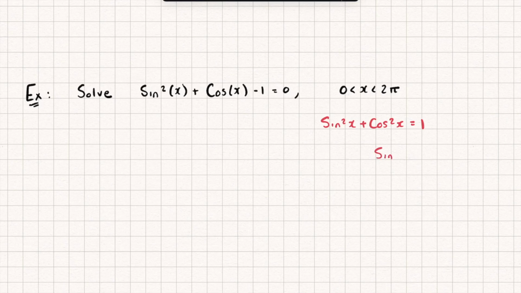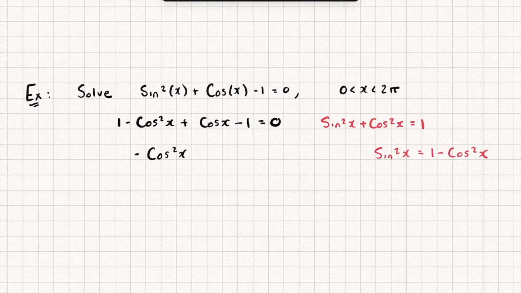So if I do that, I get sine squared of x is equal to 1 minus cos squared of x. And hopefully you can see now I can rewrite this sine squared of x in my equation with 1 minus cos squared of x, and now it's all in terms of cosine. So my equation is now going to become 1 minus cos squared of x plus cos of x minus 1 equals 0. And quite nicely you can see I have this plus 1 and negative 1, which are going to cancel out with each other, and so my equation just becomes minus cos squared of x plus cos of x equals 0.